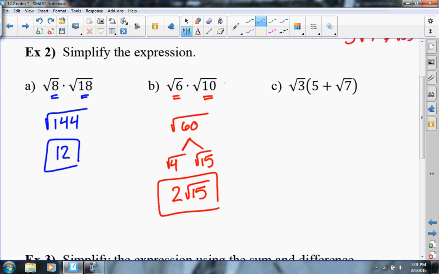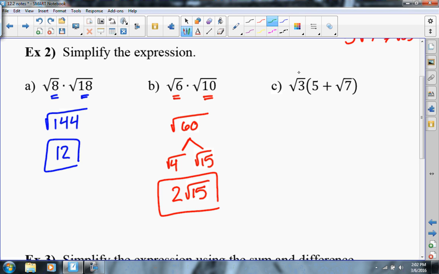And again, this is the same skill that we saw in chapter 9. So this is a review here. Now part C is going to take this and kind of step it up a notch, because here we're actually distributing. So this is new. This is a new type of multiplication here. But these rules still apply, where it's a number times a number or a square root times a square root.